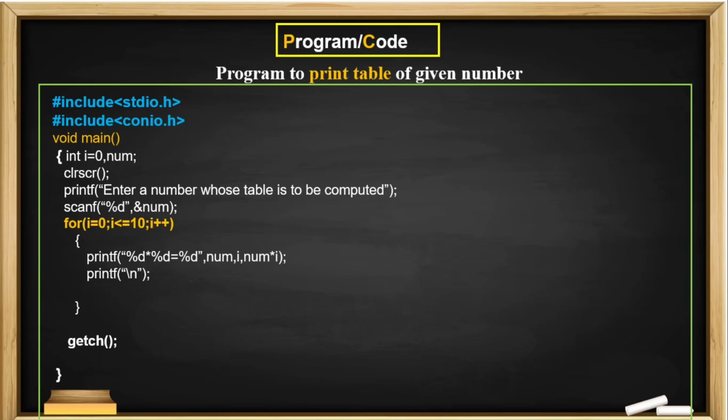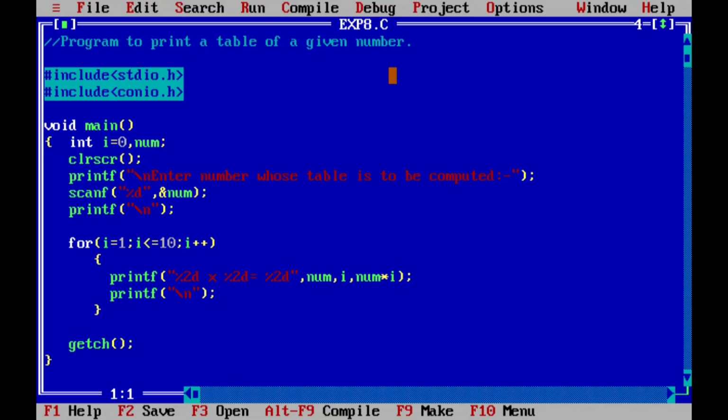In the for loop, first initialization of variable I as 0 is done. Next, in condition check, I is less than equal to 10, and in increment decrement we have I++. In the curly brackets we can see we have computed the value of table elements using the formula num * I and displayed those values. clrscr is used to clear the screen and getch is used to hold the output screen.